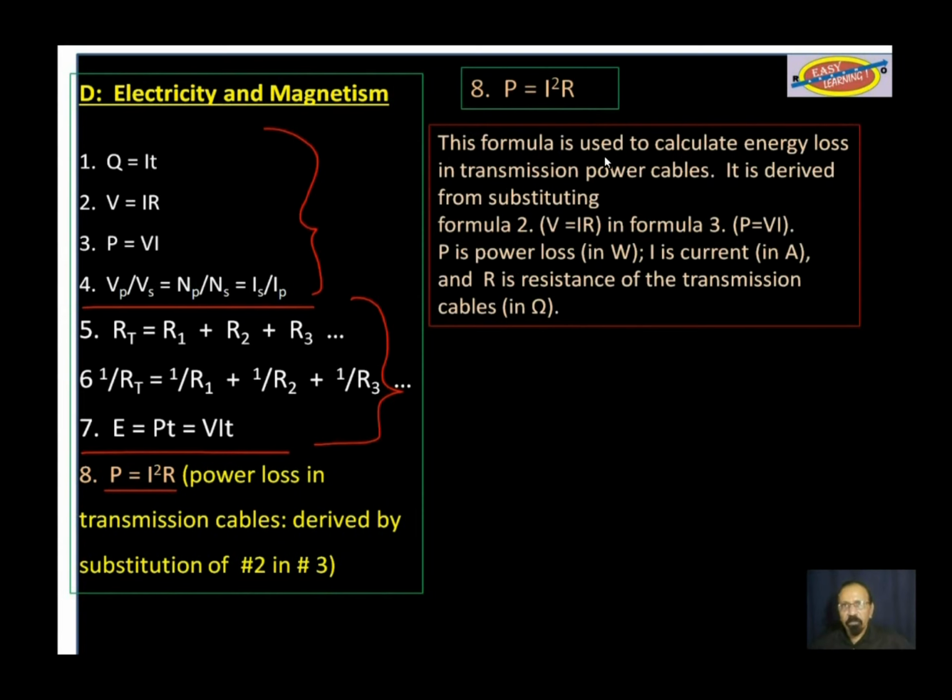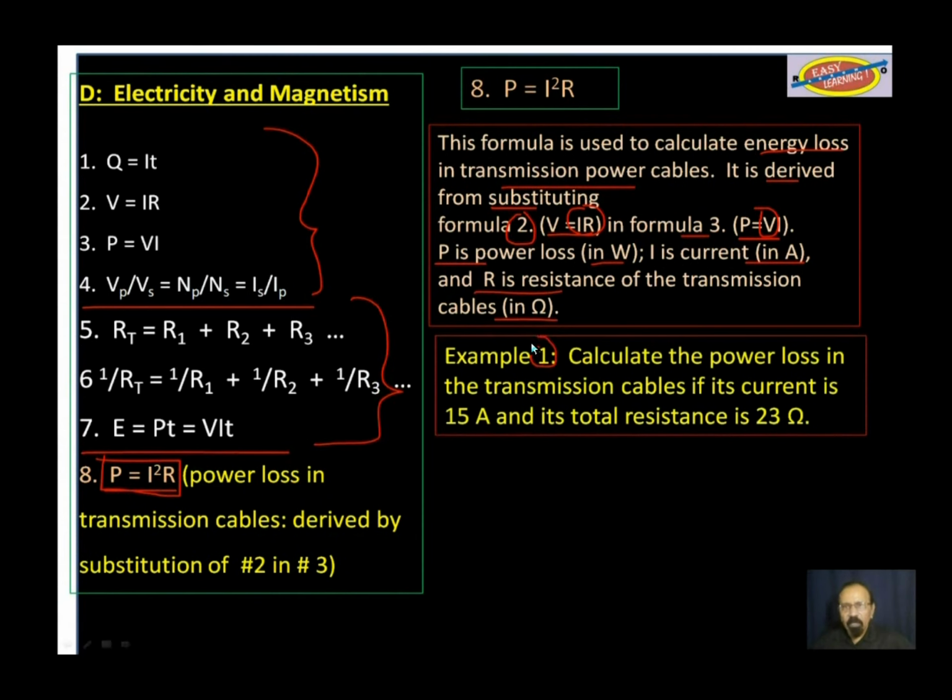Now, this formula is used to calculate energy loss in transmission power cables, like the overhead electric lines that you see all the time. It is derived by substituting formula 2, V is equal to IR, in formula 3, P is equal to VI. So you take out that V from there and you put in the IR. And so we get P is equal to I squared R. P is power in watts, I is current in amperes, R is resistance of the transmission cables in ohms.